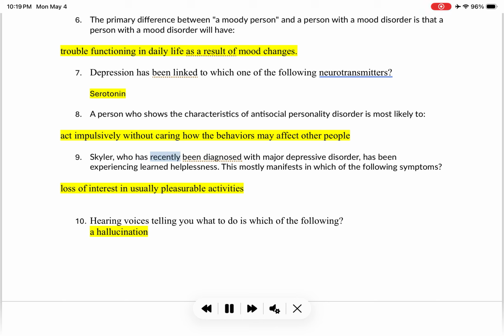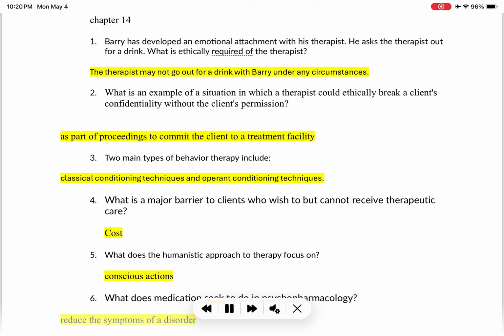Skylar, who has recently been diagnosed with major depressive disorder, has been experiencing learned helplessness. This mostly manifests in which of the following symptoms? Loss of interest in usually pleasurable activities. Hearing voices telling you what to do is which of the following? A hallucination. Chapter 14. Barry has developed an emotional attachment with his therapist.